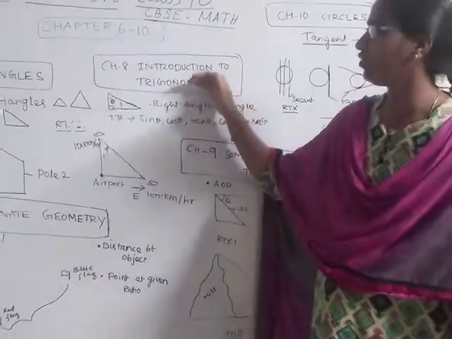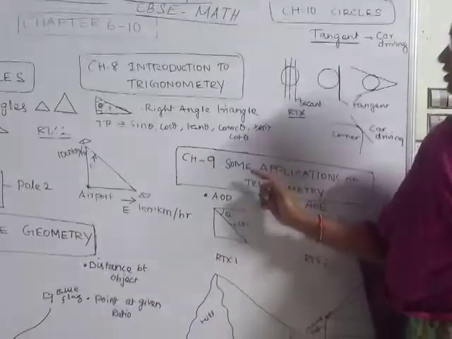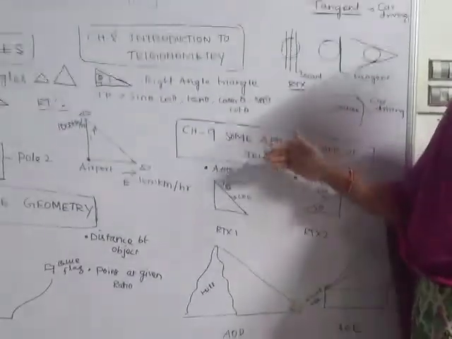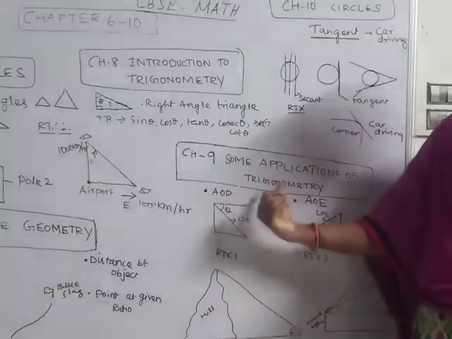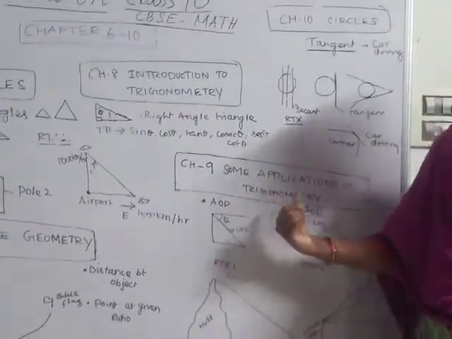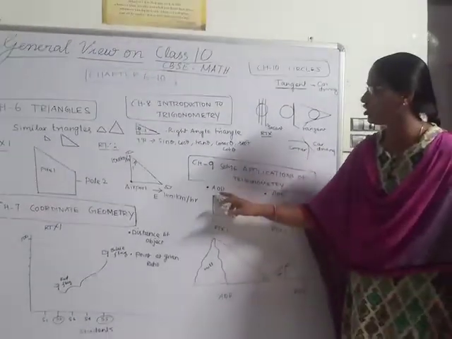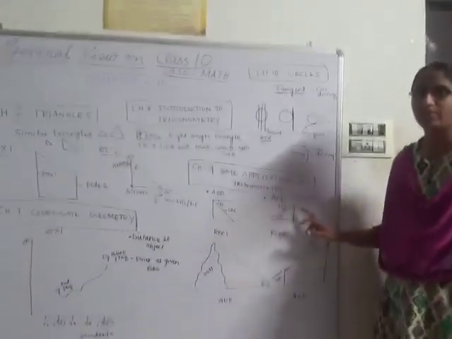So the application of this chapter is your next chapter, chapter 9. It's some applications of trigonometry. That is the application of the 8th chapter given in the 9th chapter. So in your 9th chapter, you have two important concepts you have to study. One is angle of depression, the other is angle of elevation.